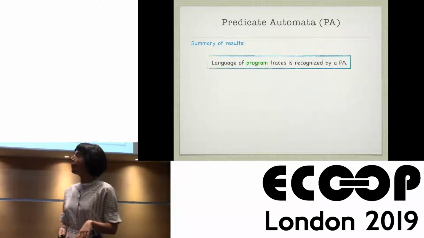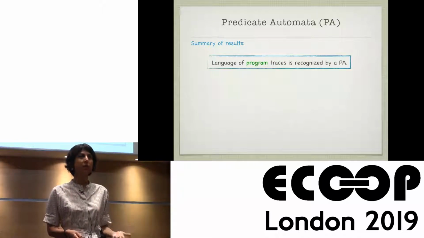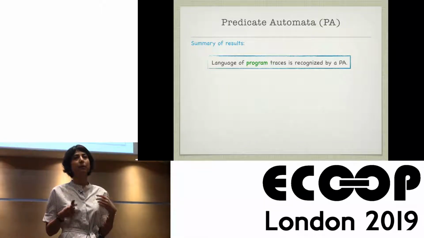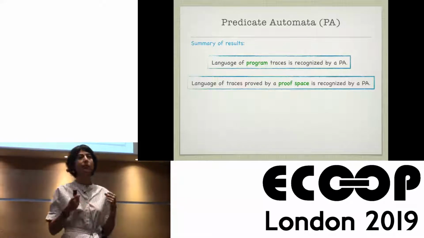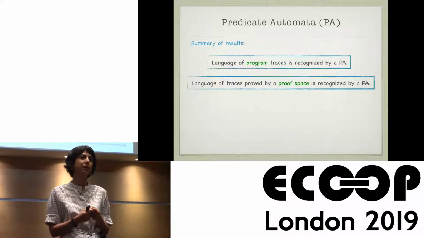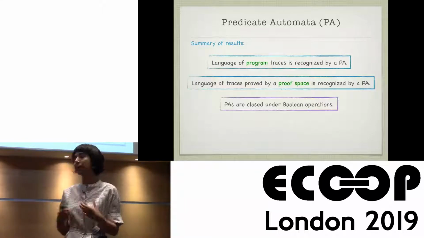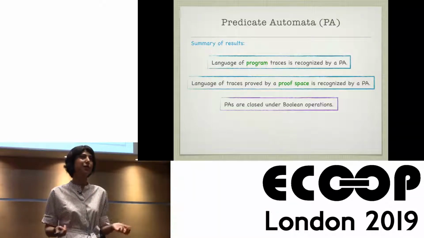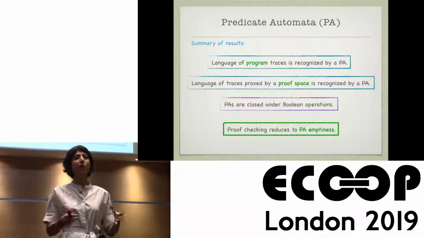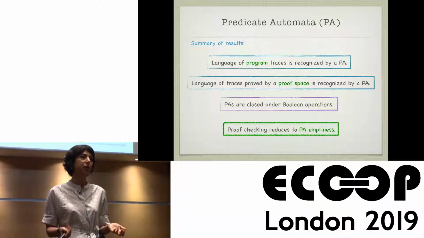So why would proof checking using these things work? A collection of 3 non-trivial but simple to state results. One is that the language of the program traces for parameterized programs can be represented using predicate automata. The other one is that the set of traces that a proof space proves correct can be represented using predicate automata. And then therefore, predicate automata have the usual Boolean properties that are desirable for automata, which means that we can state the proof checking problem as a language inclusion check.